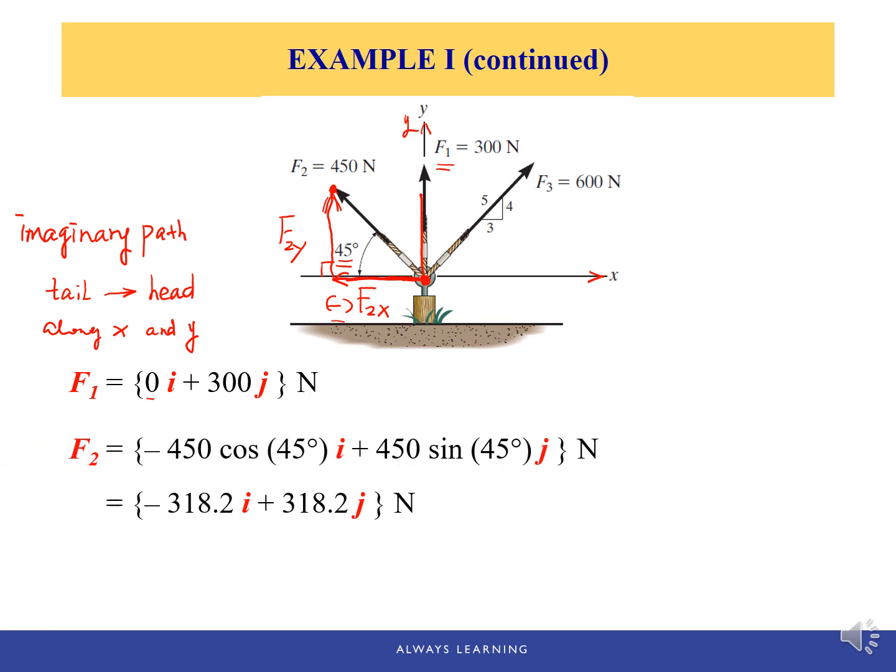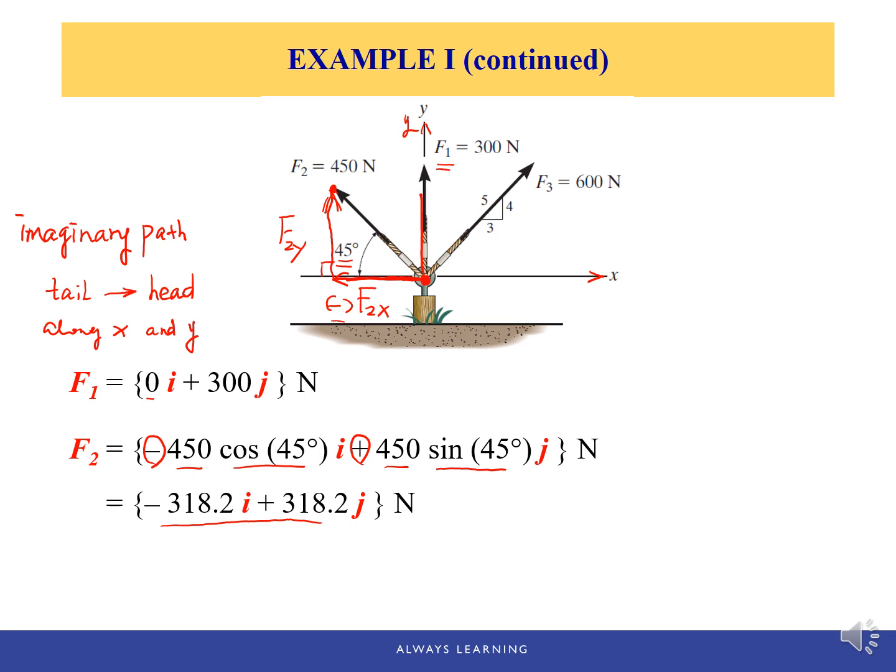All right, so use trigonometry. The x component is negative 450 times cosine 45, and the y component is positive 450 times sine 45. Do the calculation, and this is vector F2 in component form.